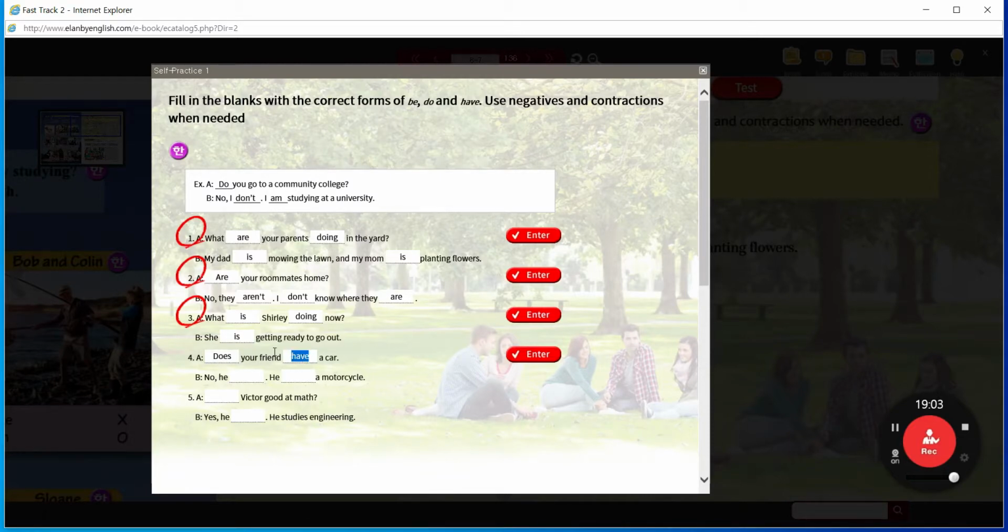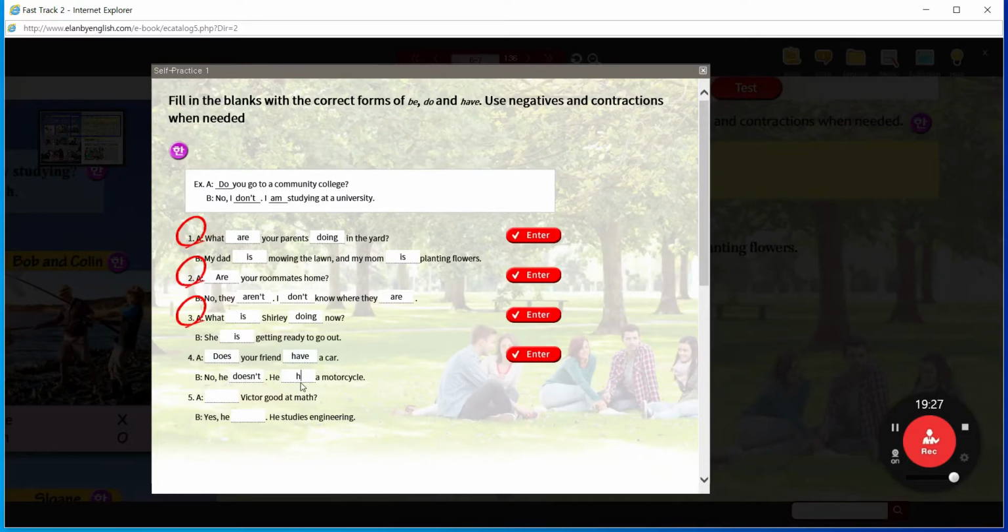Okay? So it's just a regular verb. So do you have a car? I have a car. Does your friend have a car? No, he, what are we answering? Does not. No, he doesn't. No, he doesn't have a car.